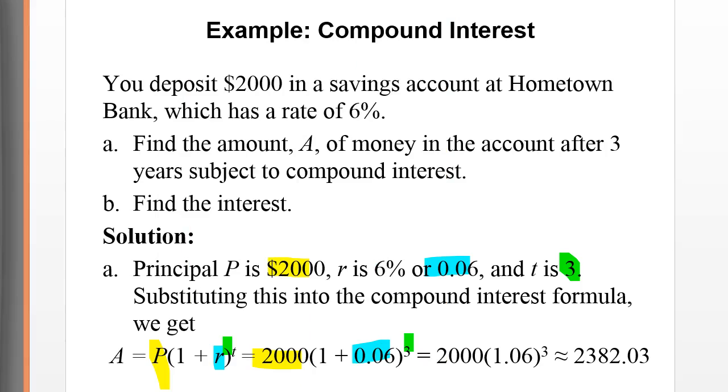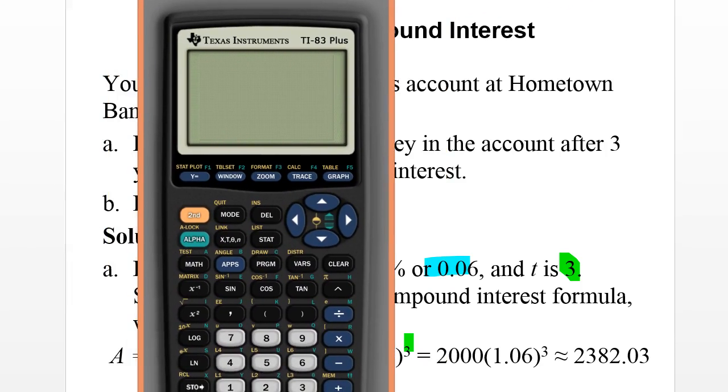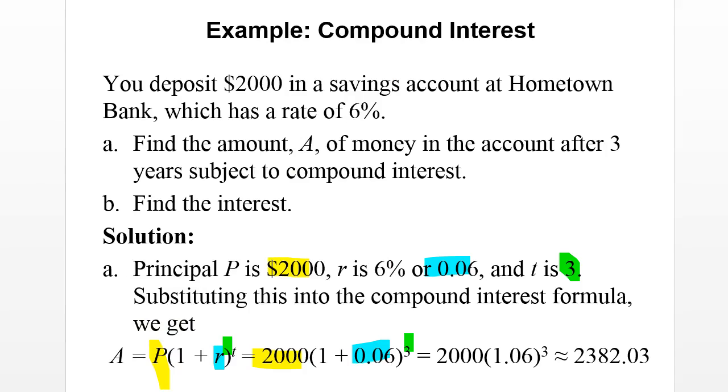So I'll get my calculator on the screen. I just type in 2,000, parentheses 1.06. And then this symbol right here is the caret symbol for exponents, to the third power. And there's where that answer is coming from, rounded to the nearest decimal place.